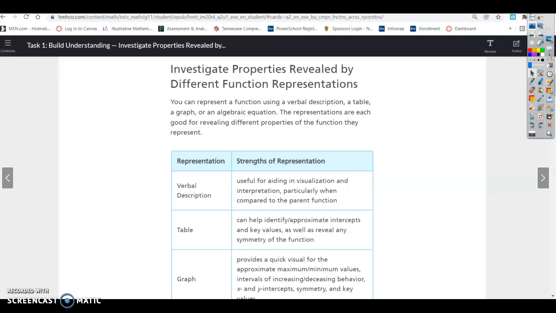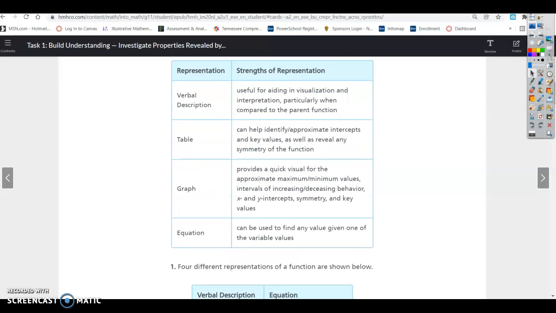Lesson 1.5, Task 1. Investigate properties revealed by different function representations. You can represent a function using a verbal description, a table, a graph, or an algebraic equation. The representations are each good for revealing different properties of the function they represent. A verbal description is useful for aiding in visualization and interpretation, particularly when compared to the parent function.